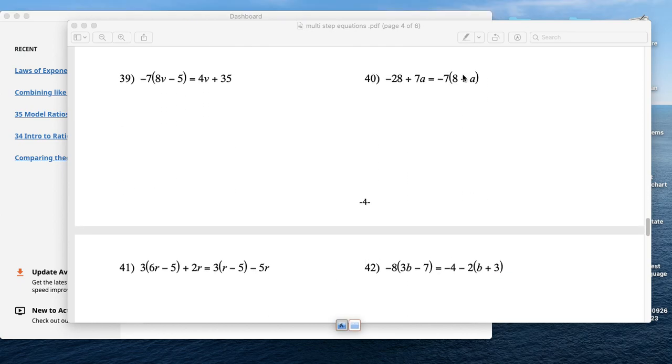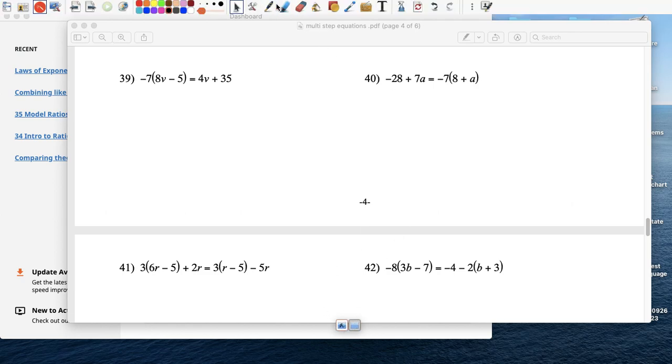All right, here's 40. Start again, number 1. Distributive property. There it is, right here. So negative 28 plus 7a. Negative times a positive is a negative 56. And negative 7 times positive a is just going to be negative 7a.